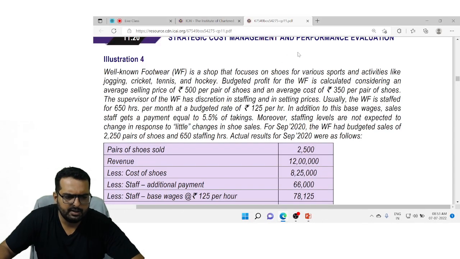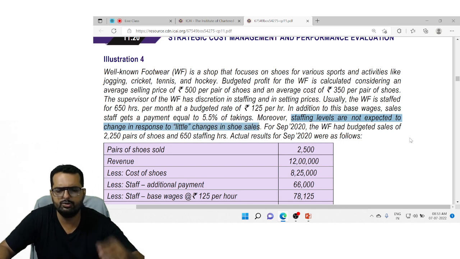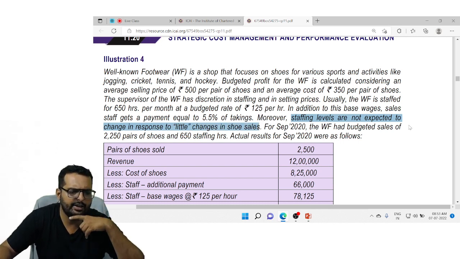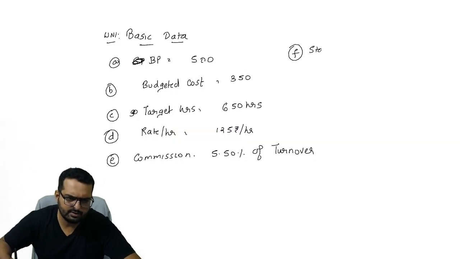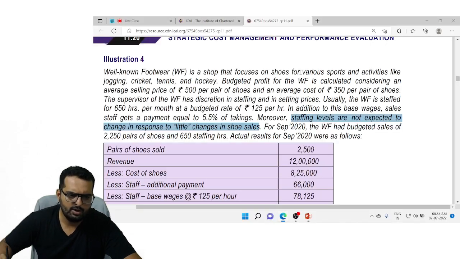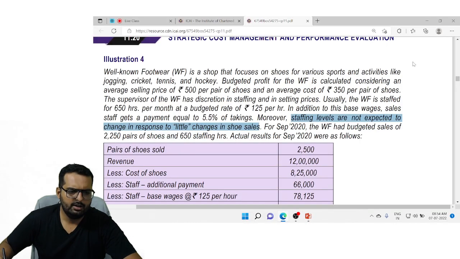Then they have told staffing levels are not expected to change in response to small changes in the shoe sales. So tell me, friends, the staffing cost, is it a variable cost or a fixed cost? It is a fixed cost. I'll write down staff cost is fixed. Then down they have told they have budgeted sales of 2250. So BQ is 2250 units and 650 staffing hours. That's already mentioned earlier.